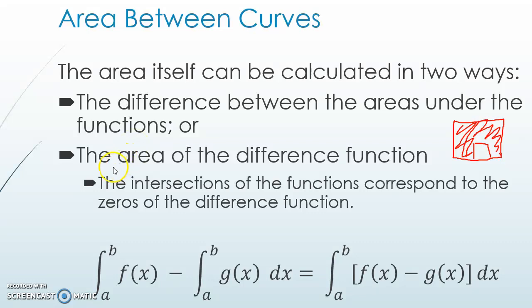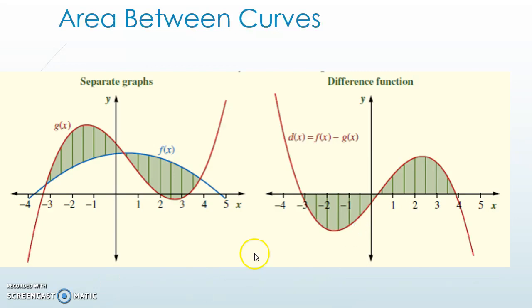We can also use the area of the difference function. In that case we use the intersections of this new function. They correspond to the zeros of the difference function. Just like we've done here, we have two separate functions, we find the area between a and b and subtract the areas. If we just subtract the two functions from each other and then find the integral, we get the same result.